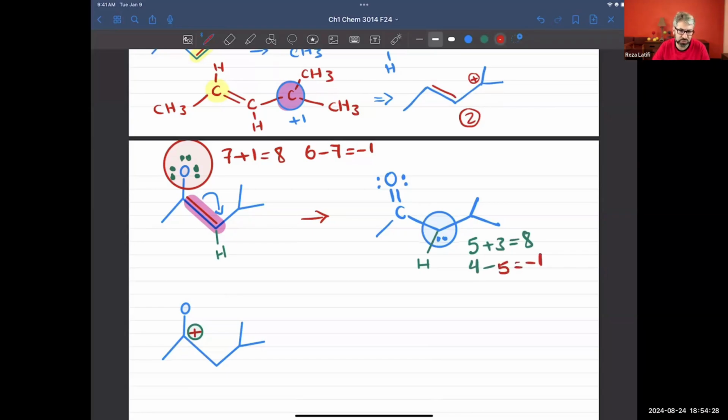So what happened with the negative charge? The negative charge from oxygen moved to carbon. So now carbon has a negative charge. How about oxygen? Oxygen is in group 6, I see 6 electrons around it, so it will be 0. Which one of these is more stable, 1 or 2? Number 1. Why number 1? Because the negative charge is sitting on oxygen.